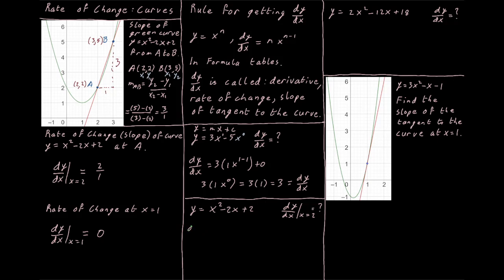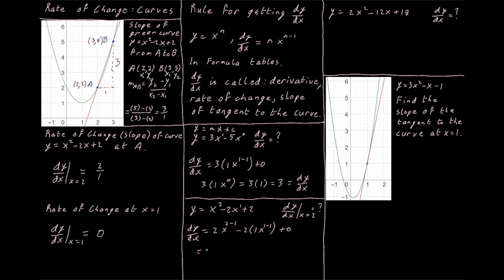So dy dx is going to be, we multiply by our power, so multiply by the 2, and then subtract 1 away from the power. And the same thing here. I'm going to open up a bracket. We're going to do the x to the power of 1 here. So we're going to have 1 times x to the power of 1 minus 1. Multiply by the power. Multiply by 1. Subtract 1 away from the power. And then plus 0 for our 2. That constant just goes to 0.